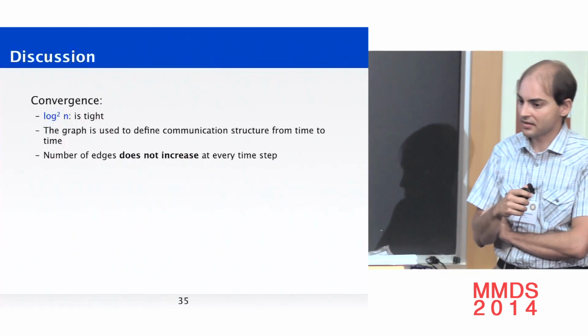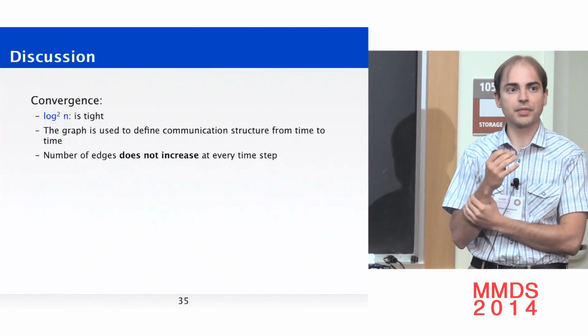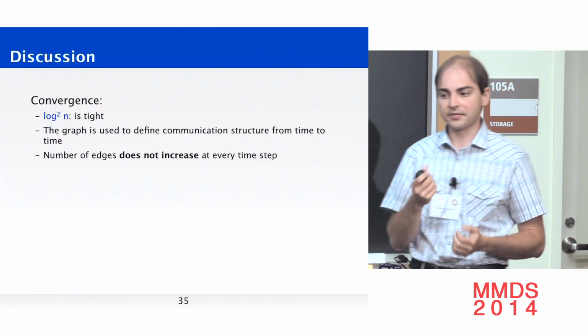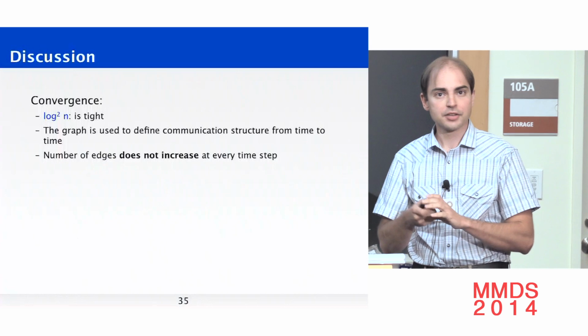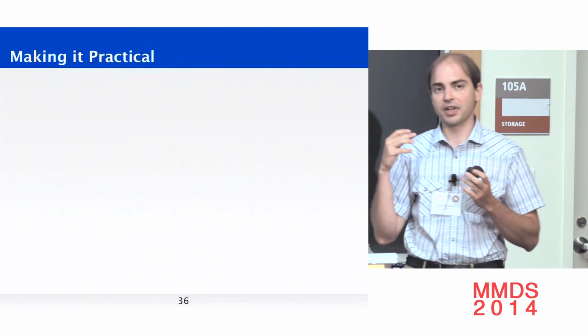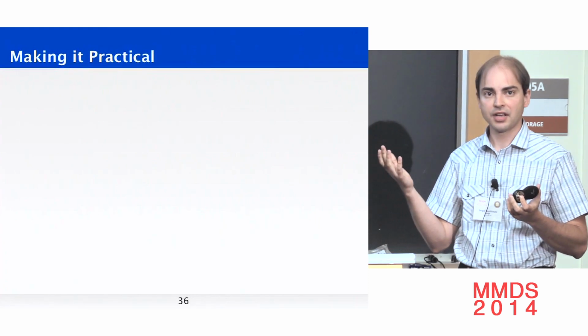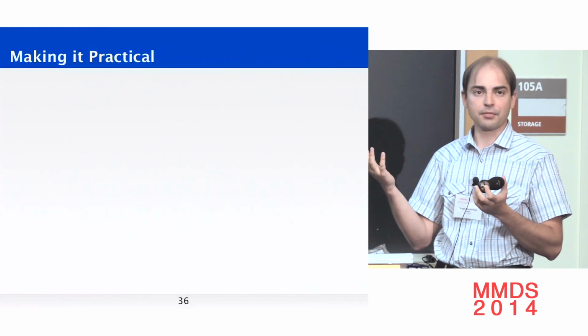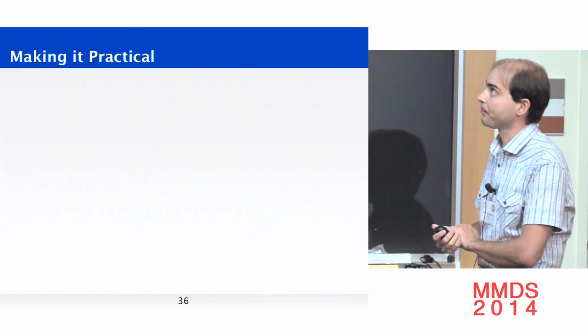So in the last 10 minutes, I want to talk about making this algorithm practical and different considerations that we can make. So I have an overall algorithm. It has some nice properties. If I were to actually implement this, and we did implement it, what do I care about? How do I make the next step?